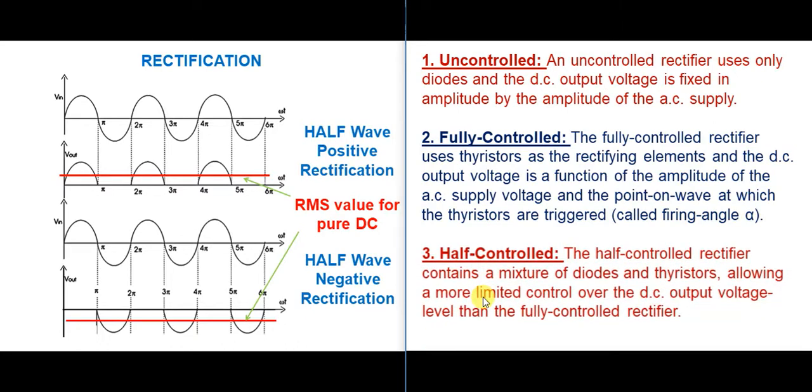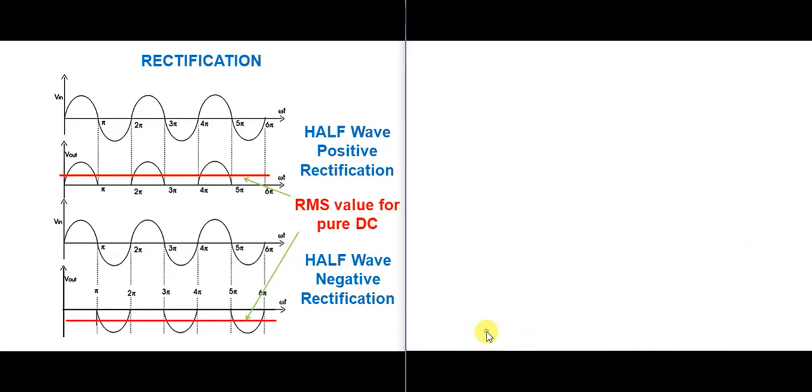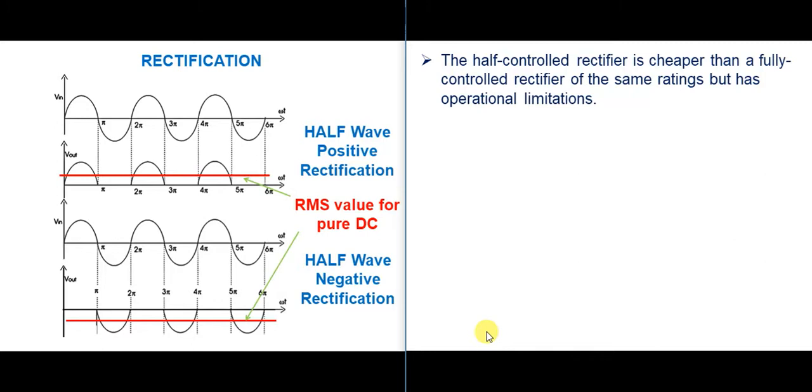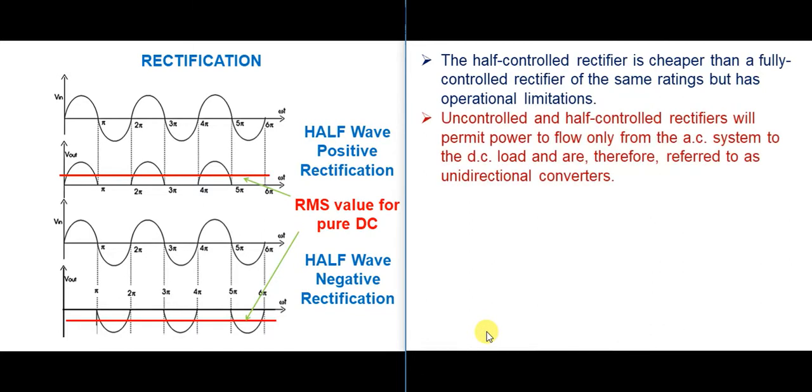Half controlled rectifiers. The half controlled rectifiers contain a mixture of diodes and thyristors, allowing a more limited control over the DC output voltage level than the fully controlled rectifiers. The half controlled rectifier is cheaper than a fully controlled rectifier of the same rating but has operational limitations.